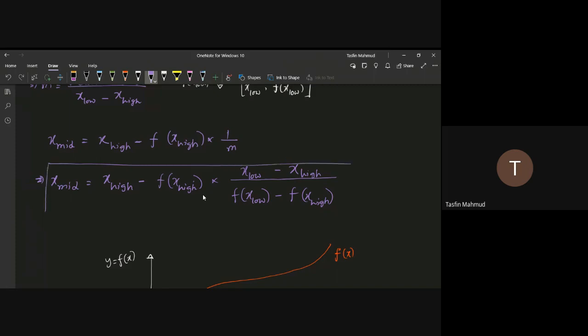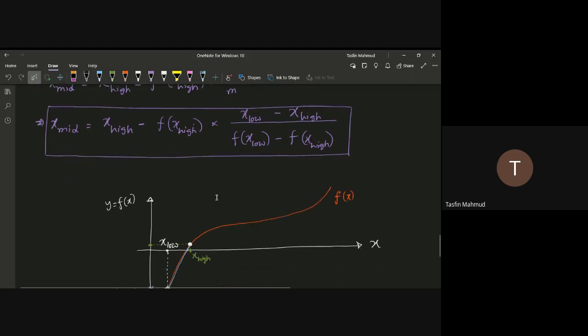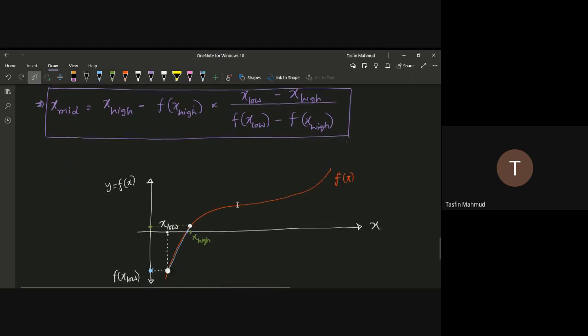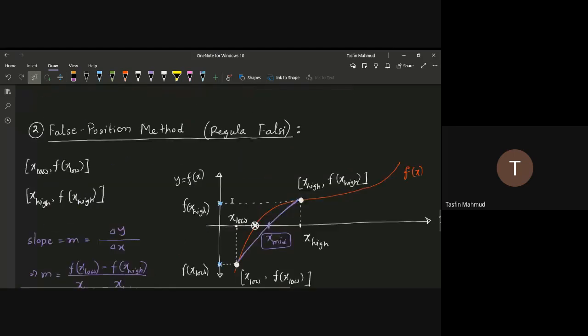That's the only difference. The other thing is same as before. We will calculate the midpoint, then we will calculate the function value for x mid and check whether the sign of f of x mid matches with f of x low or f of x high, and then update x low or x high with x mid. The same iteration we did in the bisection method.